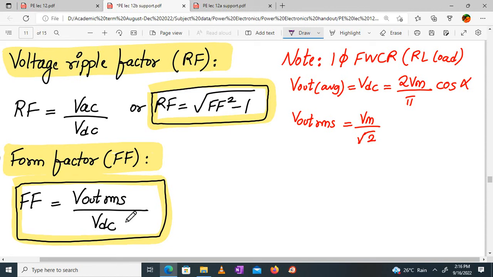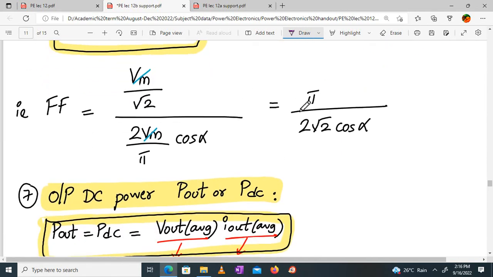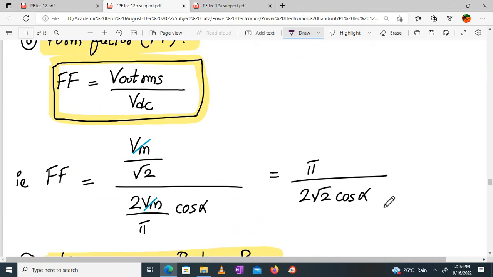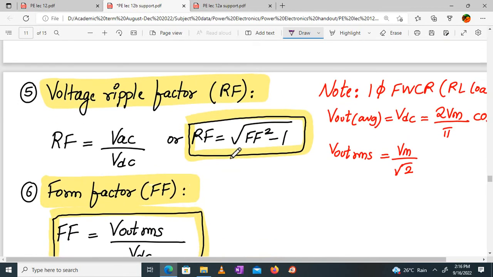The red color thing which I have written is meant for RL load. For R load it will be different, right? But the basic formula remains the same. So we have also calculated form factor here, but still you do not remember this. Remember only this formula. Next is voltage ripple factor. Voltage ripple factor will be form factor square minus 1 raised to half. Just write this. Voltage ripple factor will be form factor square minus 1 raised to half.